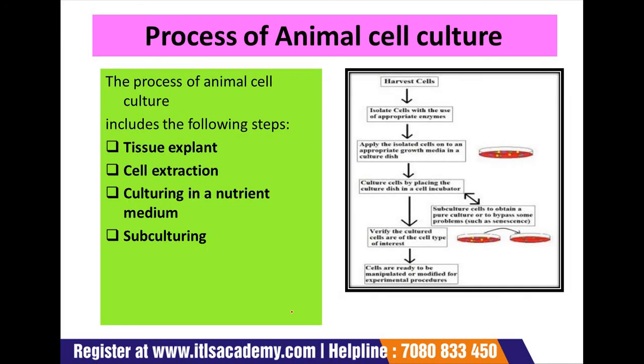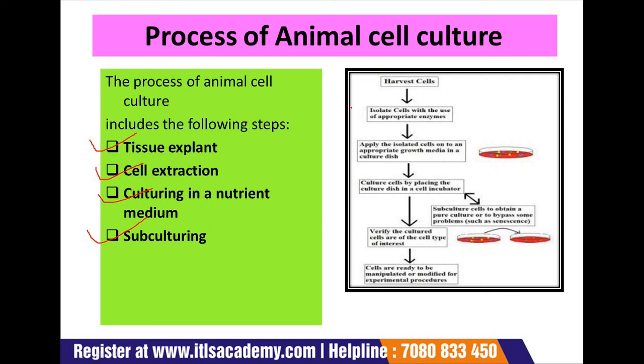Now, the process of animal cell culture. The process of animal cell culture includes the following steps. First one is the tissue explants. Second one is the cell extractions. Third one is the culturing in a nutritious medium, and the last one is the subculturing.